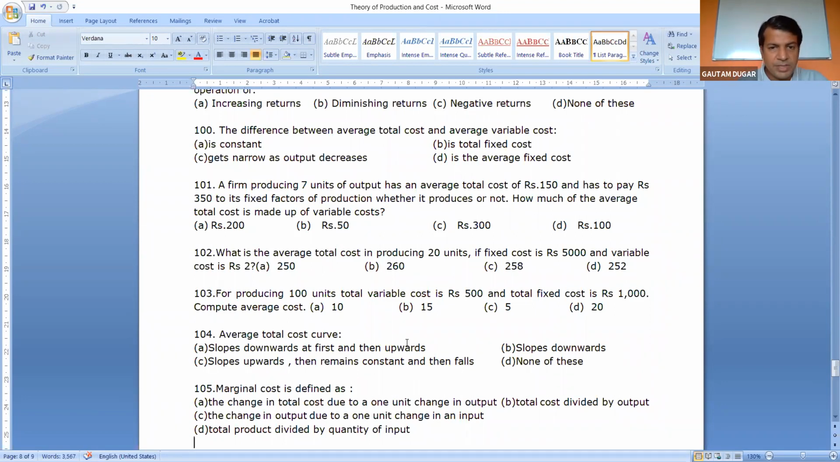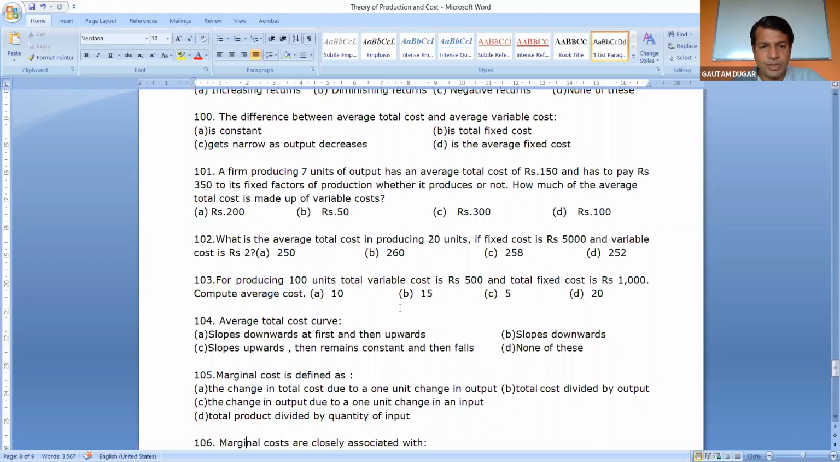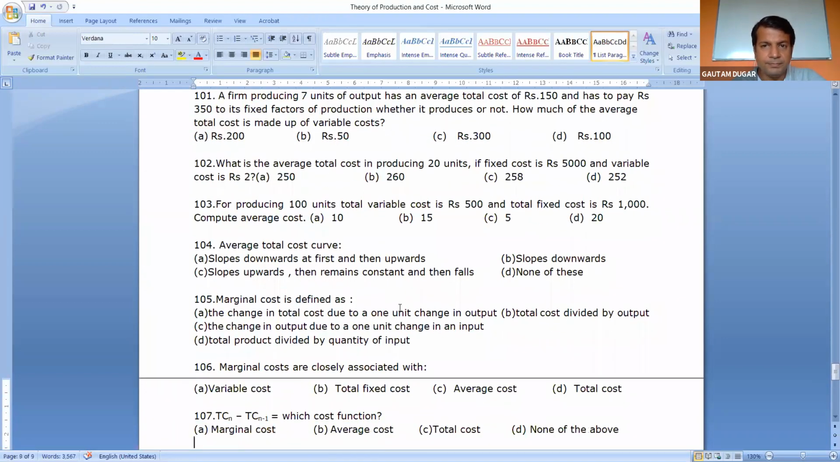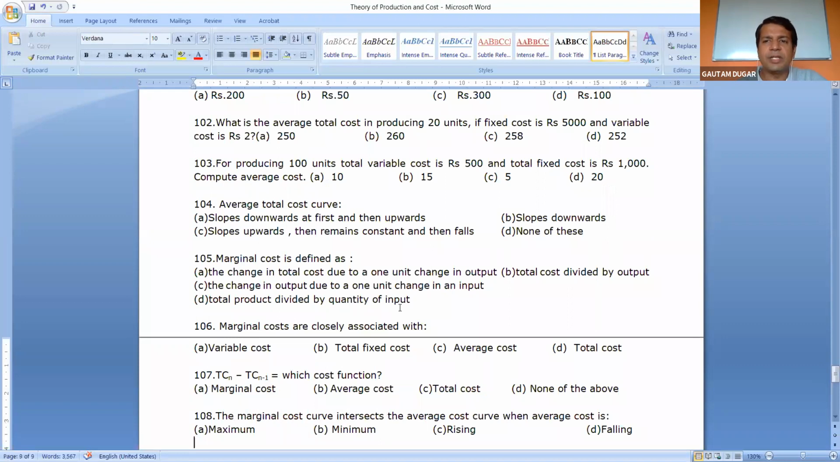Next one, 103. For producing 100 units, total variable cost is 500 and the total fixed cost is 1000. What is the average cost? I hope that is very easy. 103. What's the answer? Shubham, Shivani, why did you answer C? Yes. Why C? Come on. It has to be B.